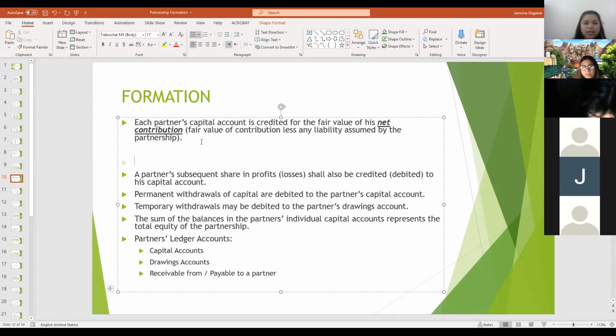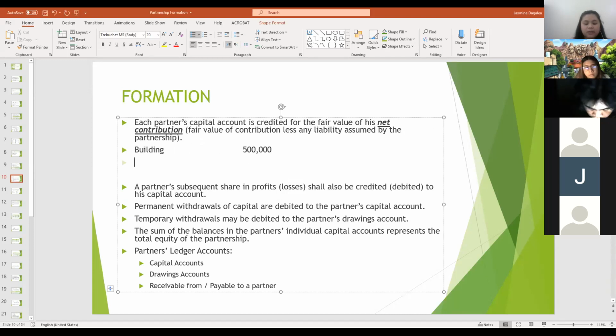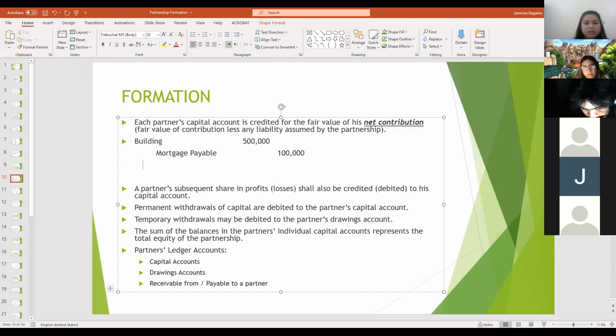So let's say ang journal entry natin dito is debit building 500,000, credit mortgage payable 100,000, credit U capital 400,000.